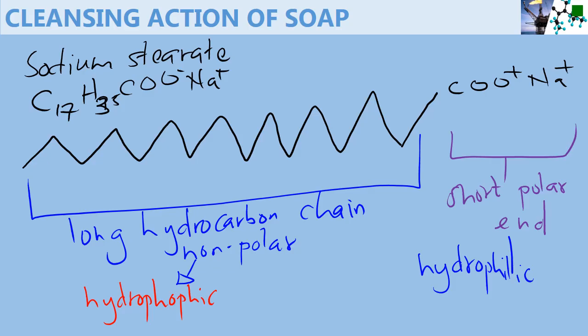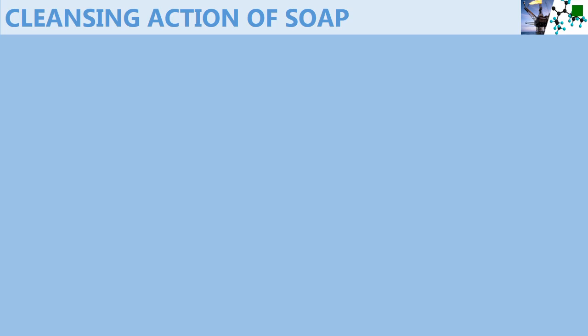Now that we know the structure of the soap molecule, we can describe how the soap molecule is able to clean oily stains from clothes. Since the hydrocarbon part can be represented by R, we could just have this written as follows. And we know very well that the R part is the nonpolar end, that is a long hydrocarbon chain, and this other part is the polar part.